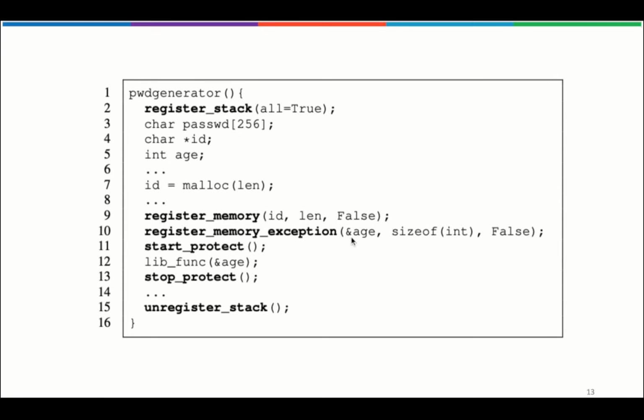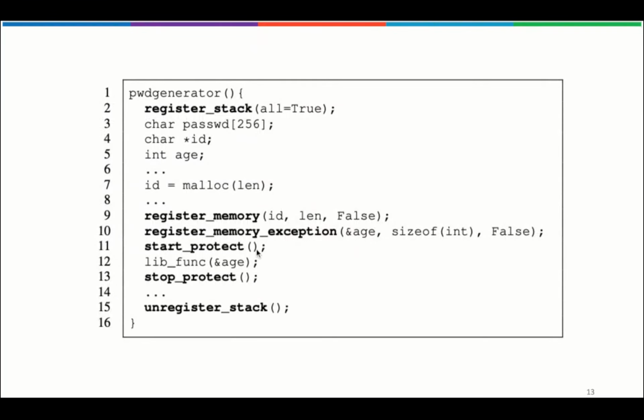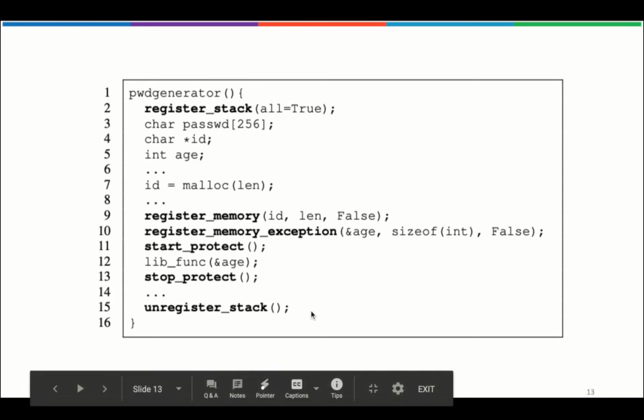Register memory exception, like age exception, means don't protect it. So age is not sensitive, right? So therefore here we mentioned age is not sensitive, Stack Vault not sensitive, and therefore we say that it is an exception. Then, right before the untrusted function starts, we say start protect. And as soon as the untrusted function ends, we call stop protect. Then we do unregister stack.